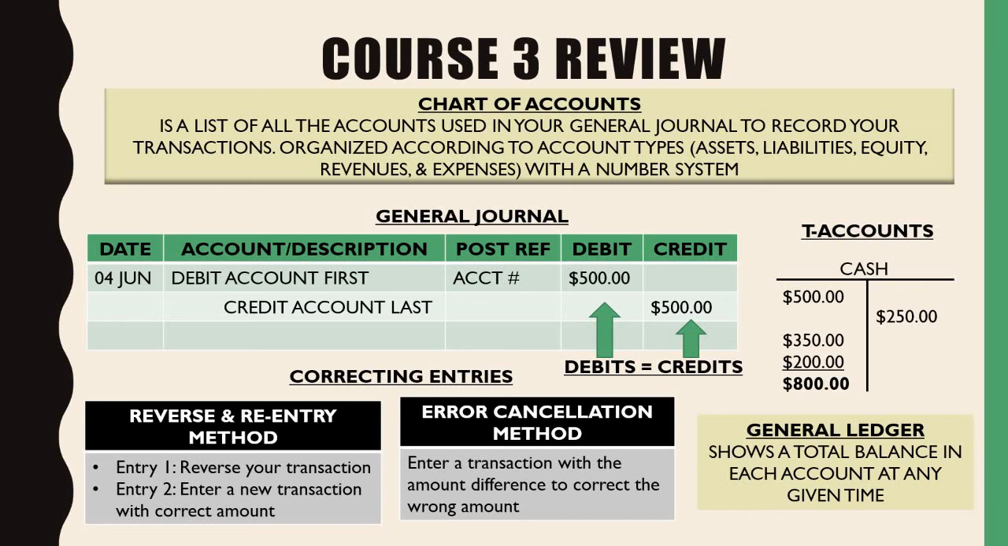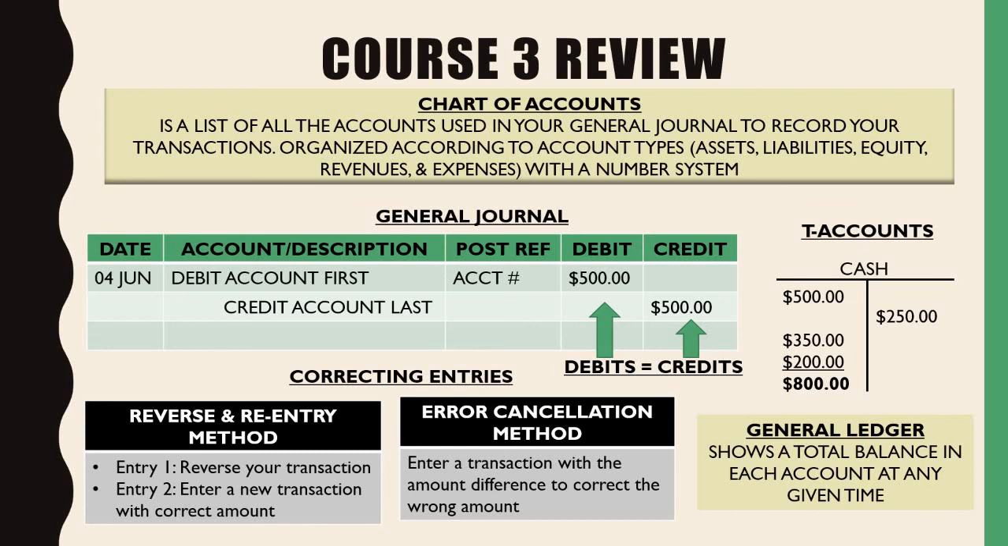All right, so here's the course review. Again, we talked about what a chart of accounts is. We talked about how to journalize, okay? And we also talked about how to correct a journal. And of course, I gave you a little summary of the difference between a journal and a ledger, and a little sample of a T account, okay? Any questions in regards to chapter 3?